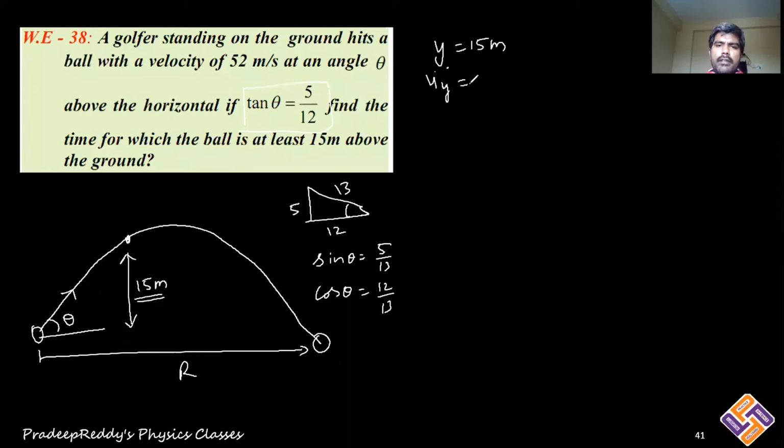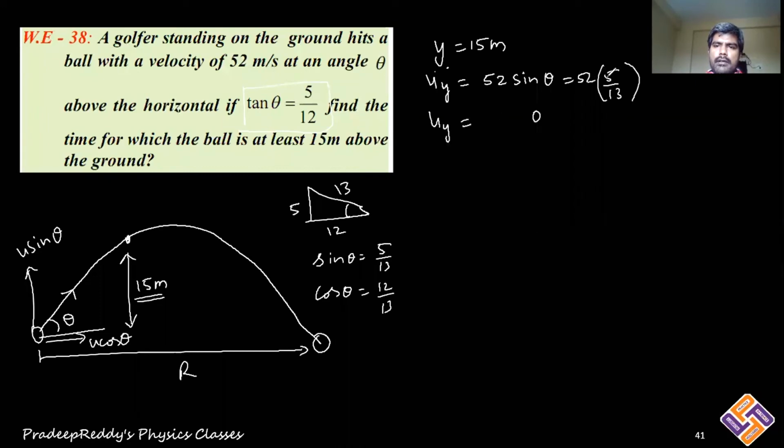And what about uy? uy will be equal to 52 into sine theta, because along the y direction it is u sine theta and along the x-axis it is u cos theta, right? And uy, that is 52 sine theta, where sine theta is already 5 by 13. So uy is equal to 5 into 10, that is 25 plus 1, 26 divided by 13 meter per second, that is uy. Along the y direction it is 15 meter.